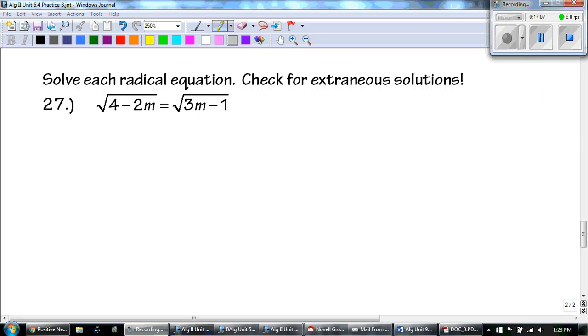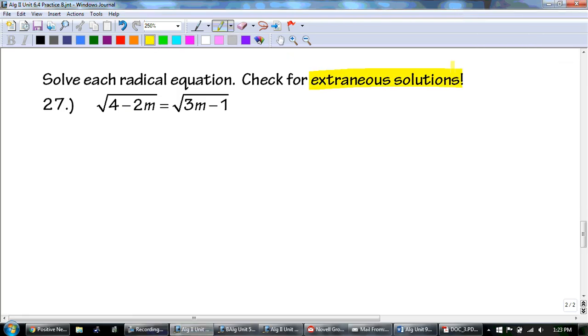Okay, just 2 more. We're almost there. We can do it. So solve any trivial equation, and remember that we need to check for extraneous solutions. So when I have the square roots on both sides, to cancel those, I need to square them. And so I'm left with 4 minus 2m equals 3m minus 1.